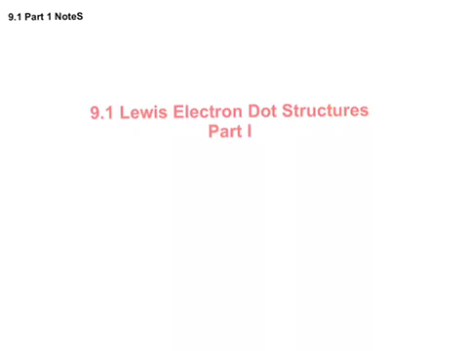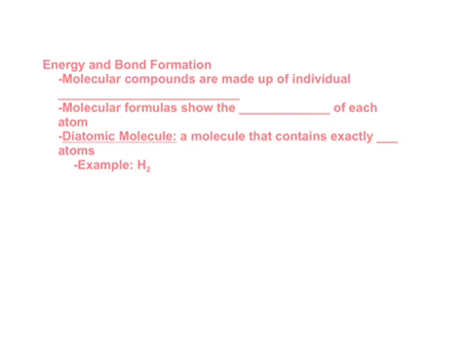Our noble gases exist as individual atoms, and in this chapter we're going to look at something called molecular compounds. When we form molecular compounds, we do so with something called a covalent bond. Molecular compounds are made up of individual molecules, and the molecular formula is going to show the quantity of each atom.